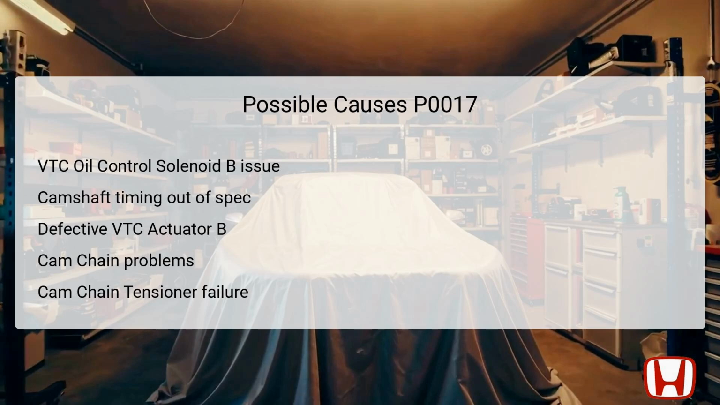Similarly, problems with the cam chain or cam chain auto tensioner, which maintains proper tension in the chain, could potentially lead to misalignment or slack, interfering with the correct positioning of the camshafts. Each of these components plays a critical role in maintaining synchronization and proper engine function.